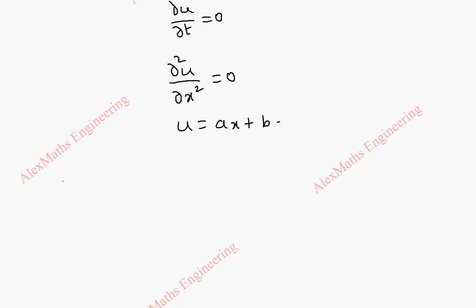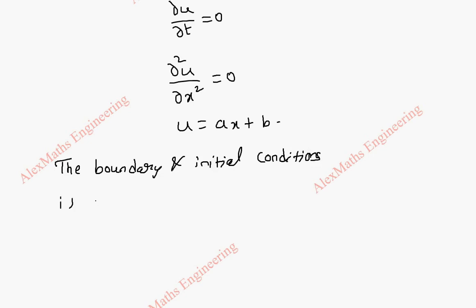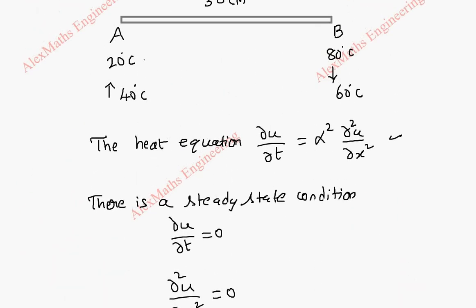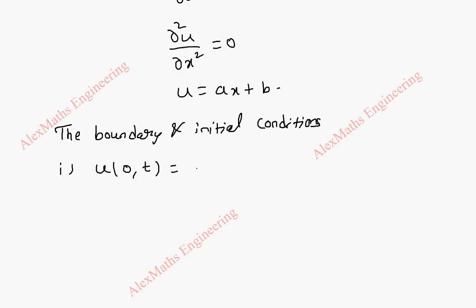Now we are going to write the boundary and the initial conditions. First one, U of 0 comma t, because at the end A x is 0, at any time t we have 20 degrees centigrade, so we take this as 20, for all t greater than or equal to 0.